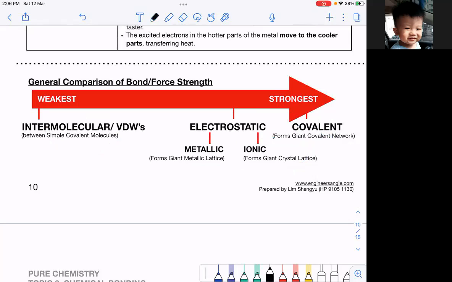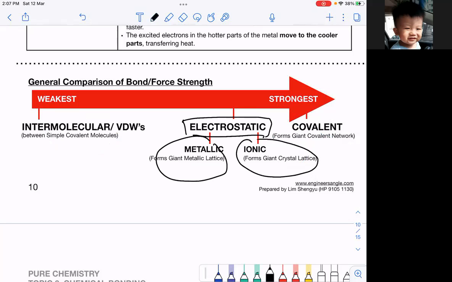So this diagram is more important for pure because there are many things to think about. This is a summary why we say electrostatic is strong. What's the meaning of electrostatic and who fall under electrostatic? For y'all, you just need to know one type of electrostatic, that's ionic. Okay, and then this chart is for y'all to also know electrostatic and covalent are all very strong.